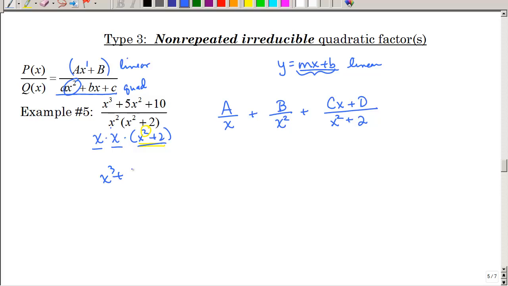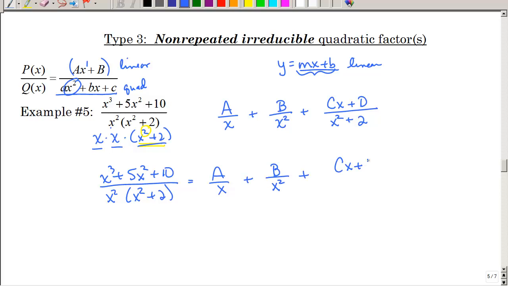So here is our equation. We have x cubed plus 5x squared plus 10 over the denominator, equals A over x plus B over x squared plus Cx plus D. And you might want to put that in parentheses to help you remember that all goes together. Once you have that set up, that's the only thing that's different. We're going to multiply through by our common denominator, which is the original one, to get rid of our fractions.